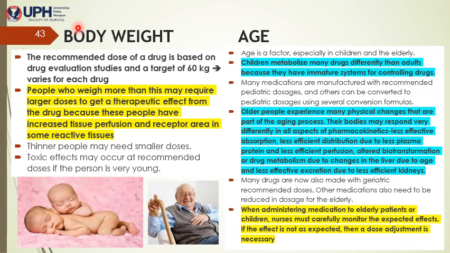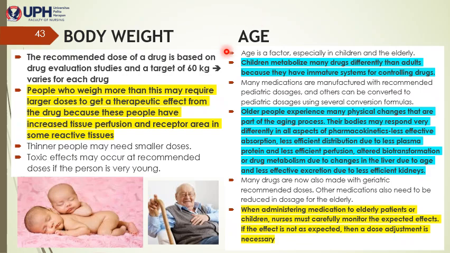Body weight. Normally the drugs are recommended to be used by a human of 60 kg, but it also varies between each drug. So we need to think that probably the thinner the person, they may need a smaller dosage, and the toxic effect may happen because we did not administer medication according to the body weight. Mostly the babies have a different dosage from the adult.